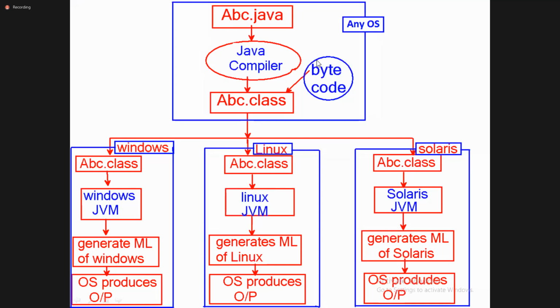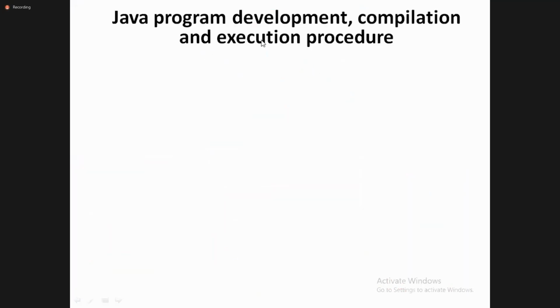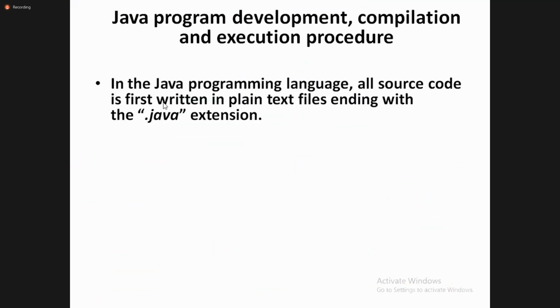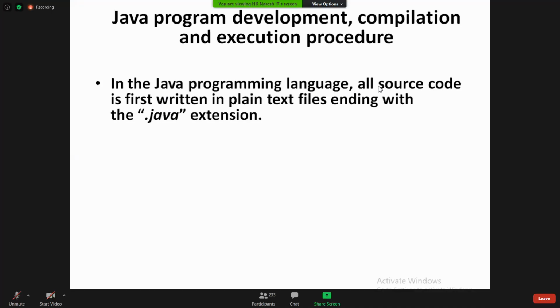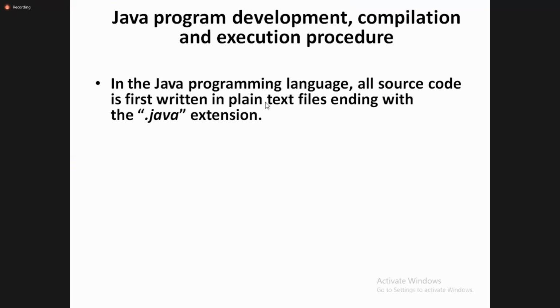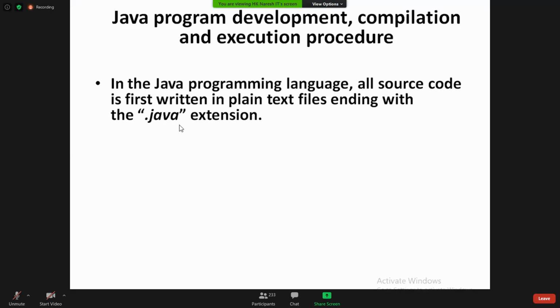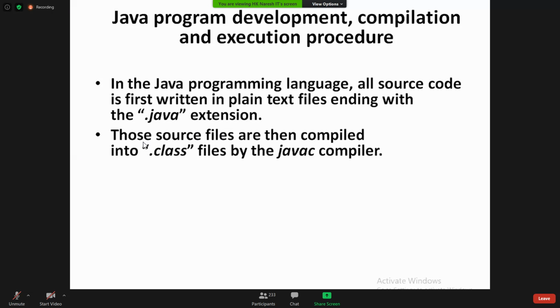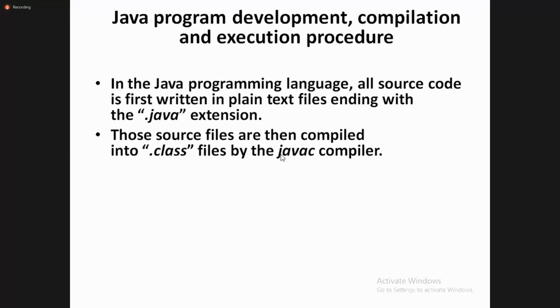Very good, wonderful. So tell me the final conclusion. Java program development, compilation and execution procedure. In the Java programming language, all source code is first written in plain text files ending with the .java extension. Those source files are then compiled into .class files by the javac compiler.